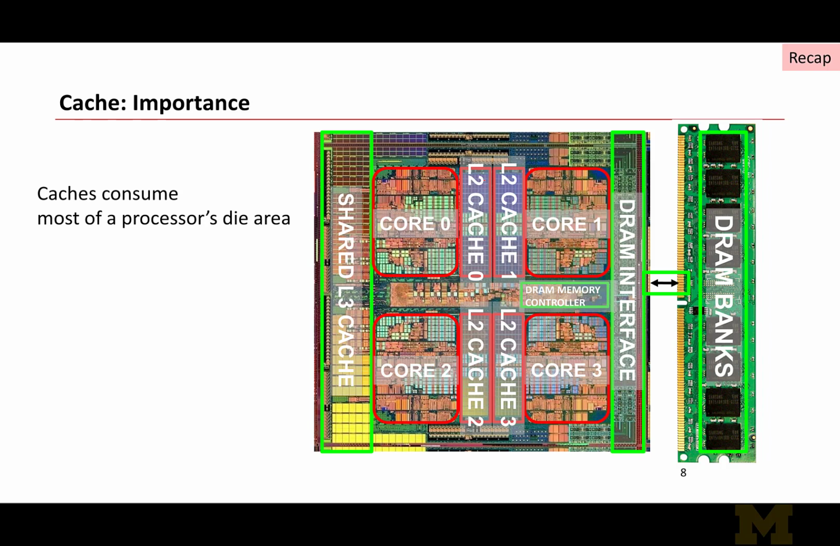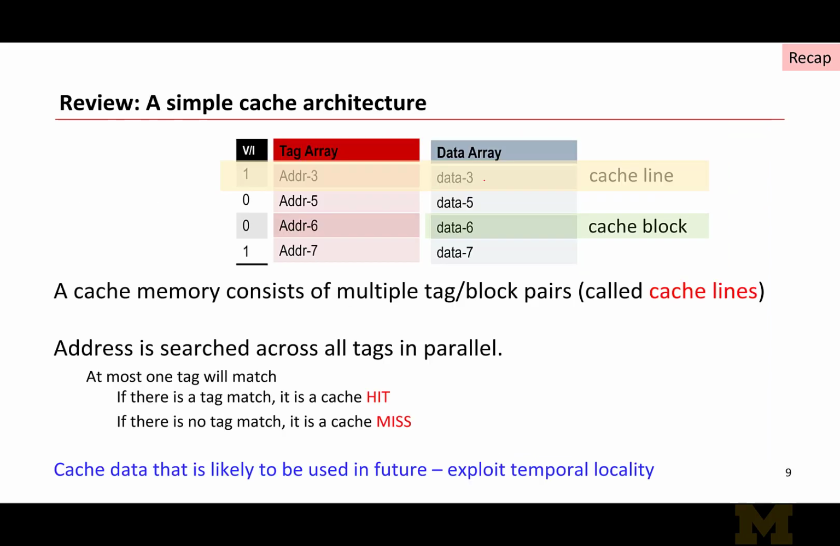Like I said before, our focus at the moment is caches. We said caches are super important because they occupy more than two-thirds of the processor's die area. We talked about a very simple cache architecture where we had a data array, which is where we store the data, but we also wanted to know the address of the data, so that was stored in a structure called the tag array. For now, we are simplistically assuming that the tag is the entire address. So in this case, I have the address 3 and the corresponding data for that address 3.